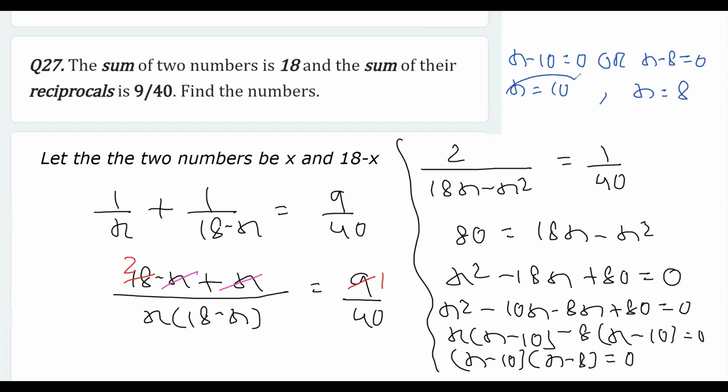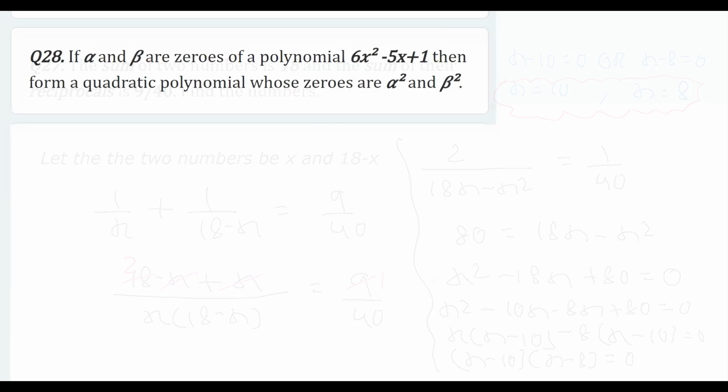So you can say that the two numbers are 8 and 10. Because if I plug in x as 10, I'm getting 8 from here, and conversely, if I replace x with 8, I'm going to get 10. We just have to write the two numbers. So the two required numbers are 8 and 10. That should be the answer for question number 27.